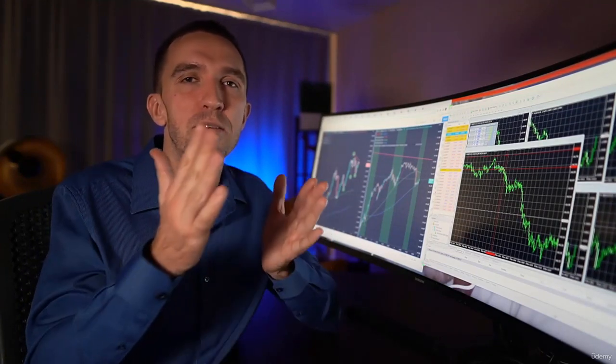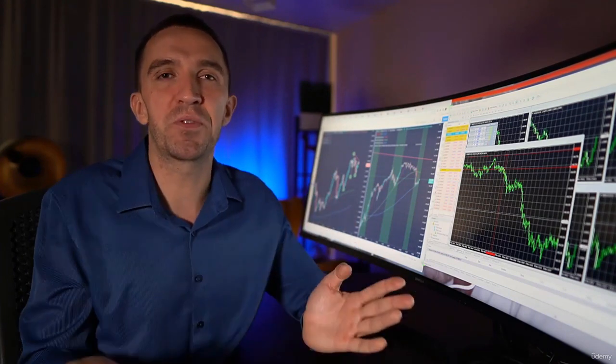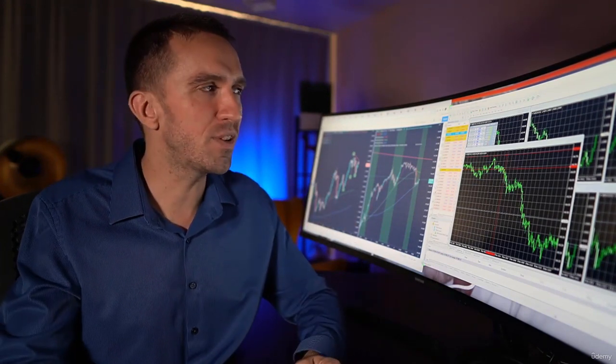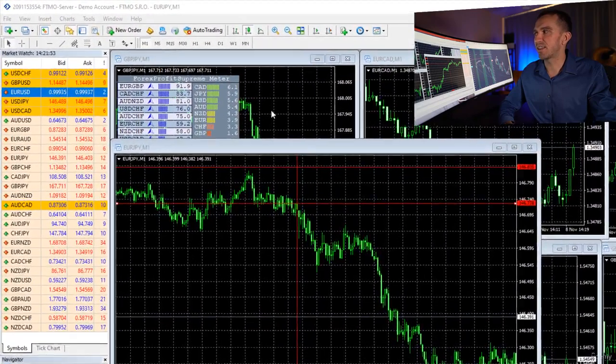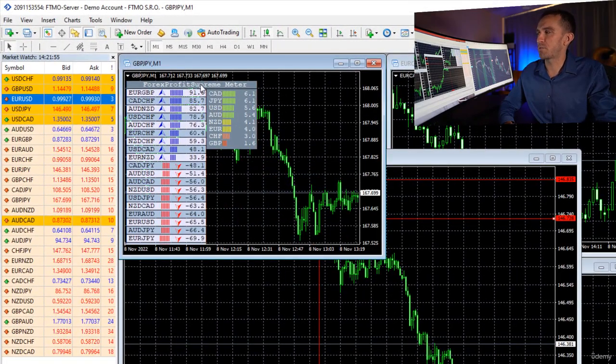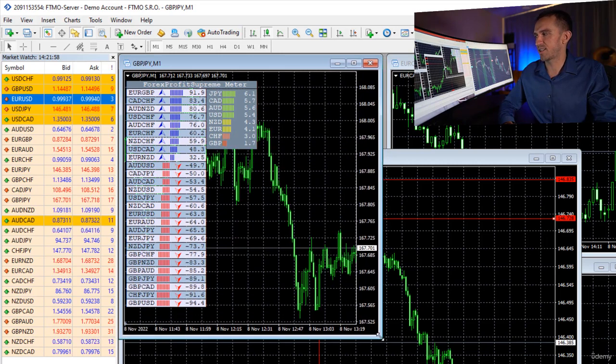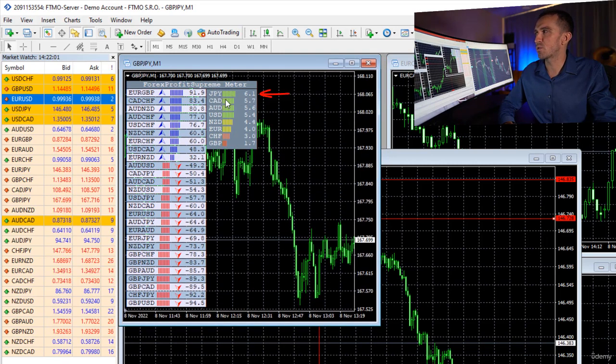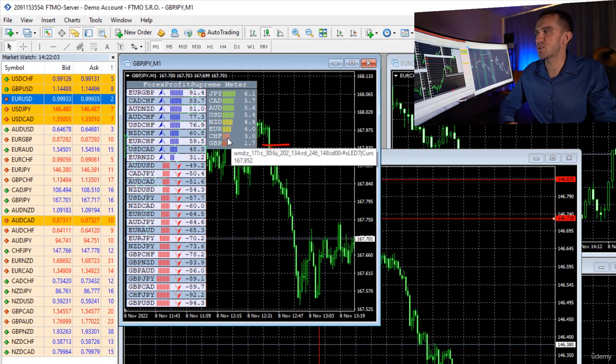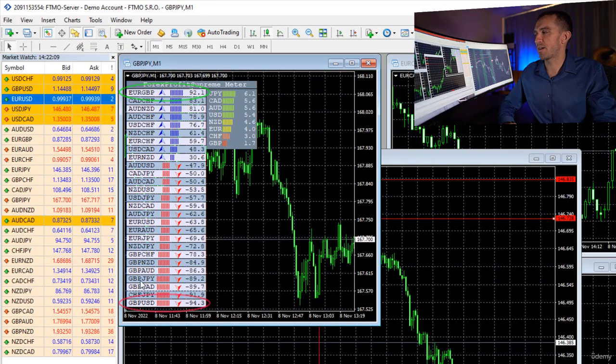For me as a trader, the most important thing is to know which is the best pair to trade right after London opens. For that reason, I'm using this indicator called the Forex Profit Supreme Meter, which shows the strength of the currencies. At any moment, it shows which is the strongest currency, which is the weakest currency, and which is the best pair to buy and which is the best pair to sell.